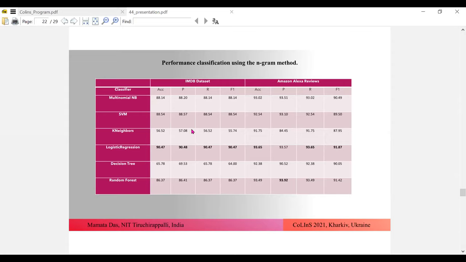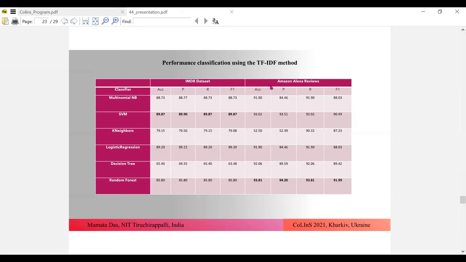And with six classification techniques, that is multinomial NB, SVM, KNN, logistic regression, decision tree, and random forest. And here we can see our logistic regression got the maximum value in case of the IMDb movie review data set. In case of Amazon Alexa, logistic regression got the maximum result in accuracy, recall, and F1 score, but precision got the maximum result in case of random forest.